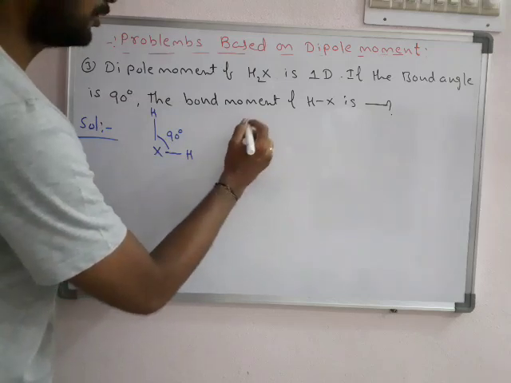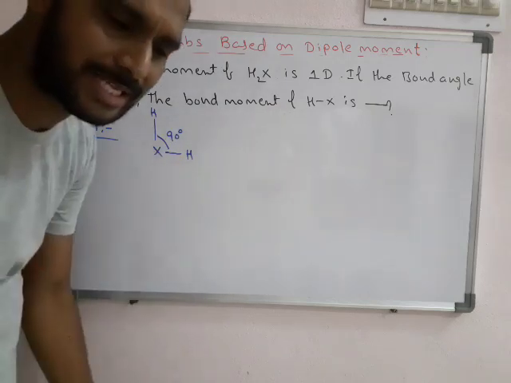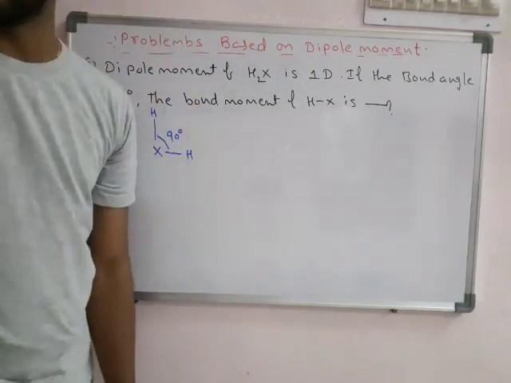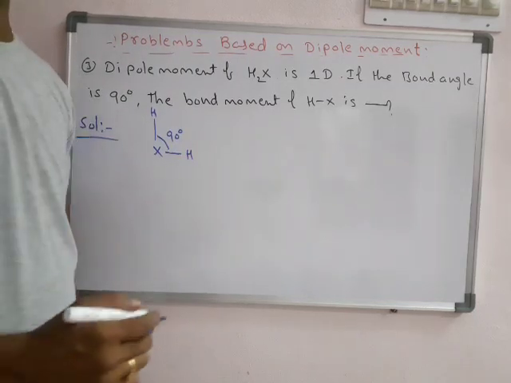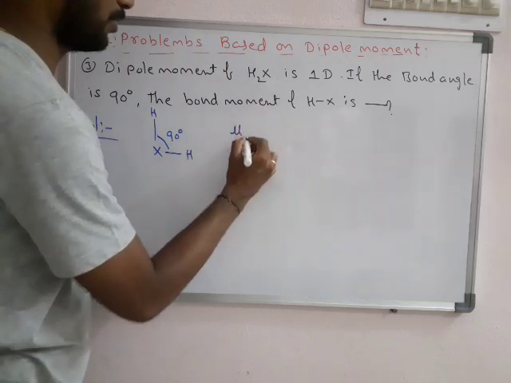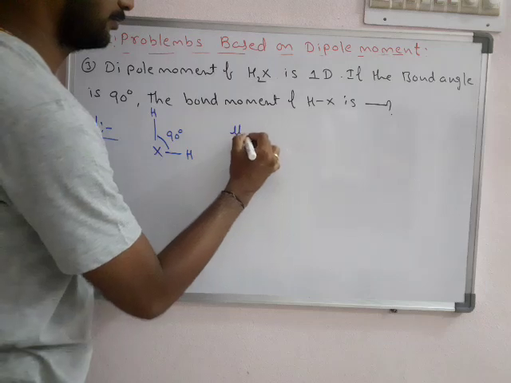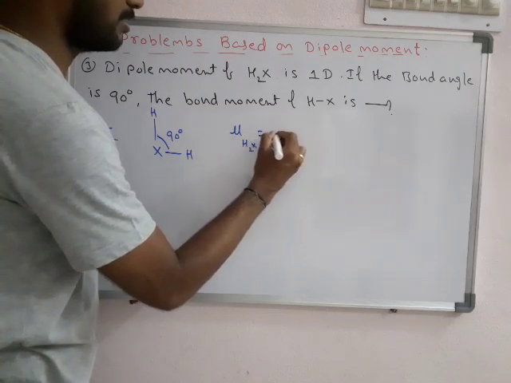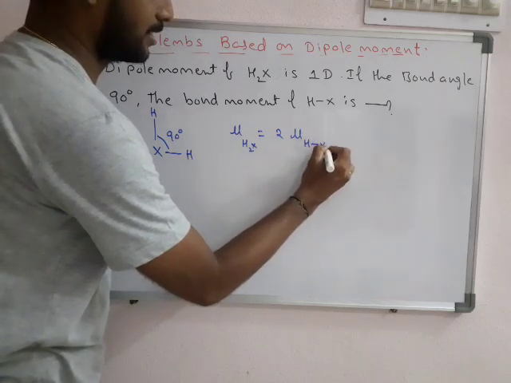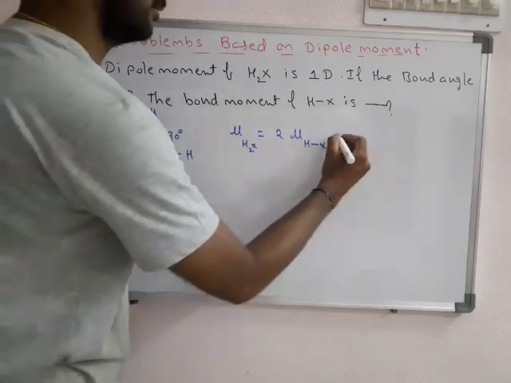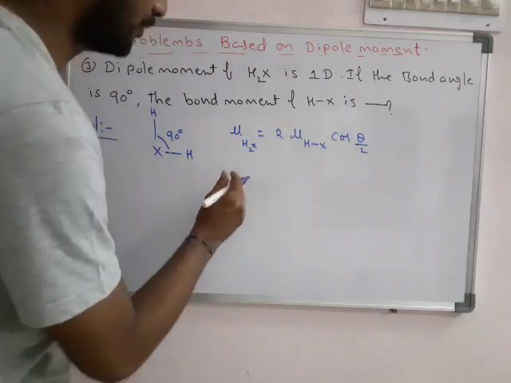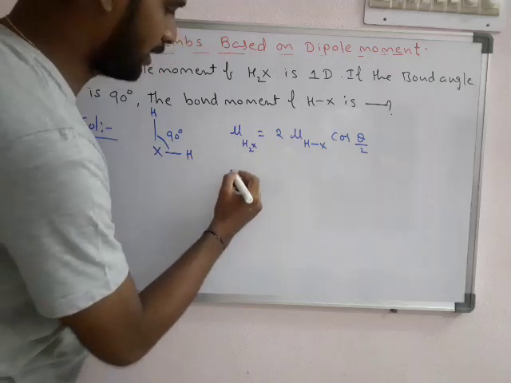So for the dipole moment, same type of bonds, as we saw yesterday, the formula for an AB2 type of molecule. What is the general calculation? The mu of the molecule H2X equals 2 into mu of the HX bond, cos theta by 2. This is the original formula. For AB2 type molecules we use this for the normal bond.